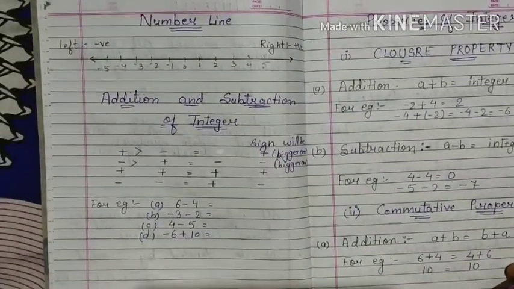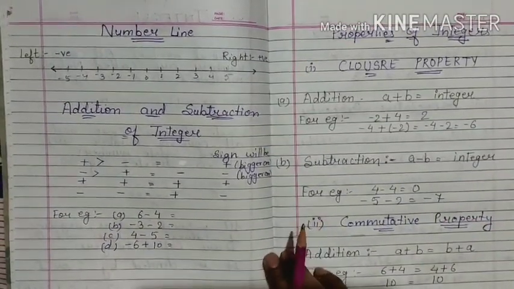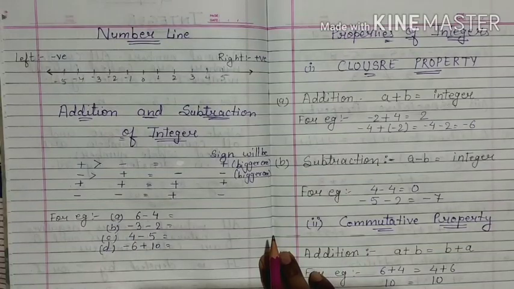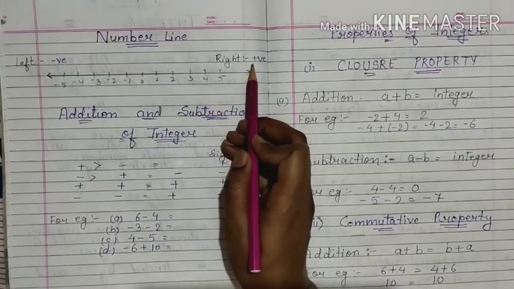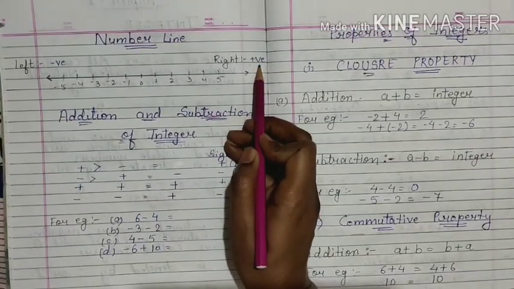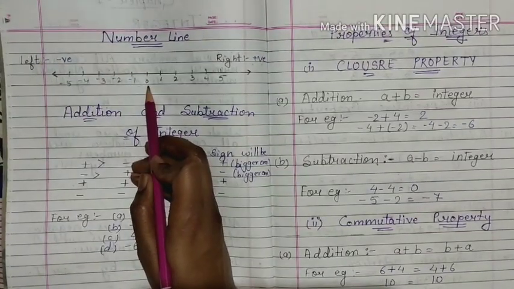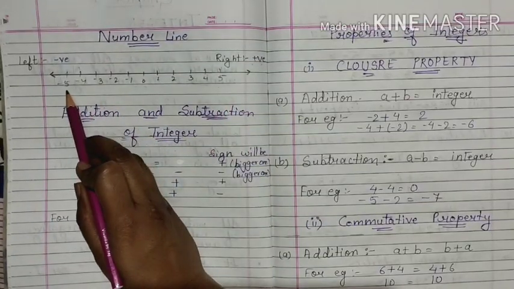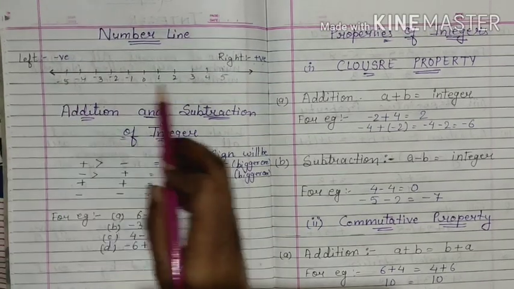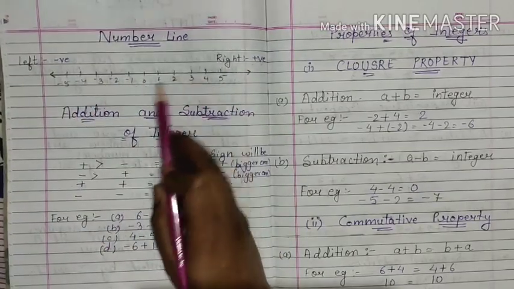Our first topic is number line. How will we plot a number on a number line? This is the number line. On the right side, positive numbers are denoted, and on the left side, negative numbers. In the middle, we put 0. 1, 2, 3, 4, 5 and minus 1, minus 2, minus 3, minus 4, minus 5. And this is the arrow sign, meaning it can be extended. It is a line.